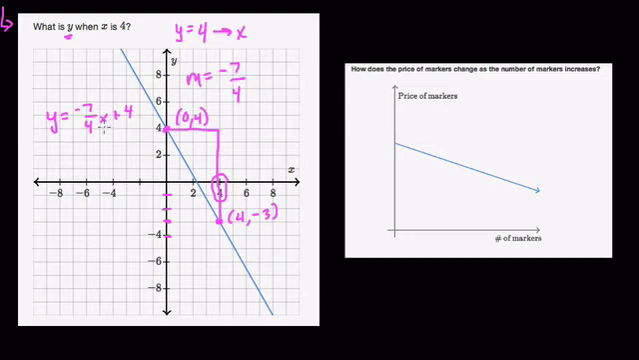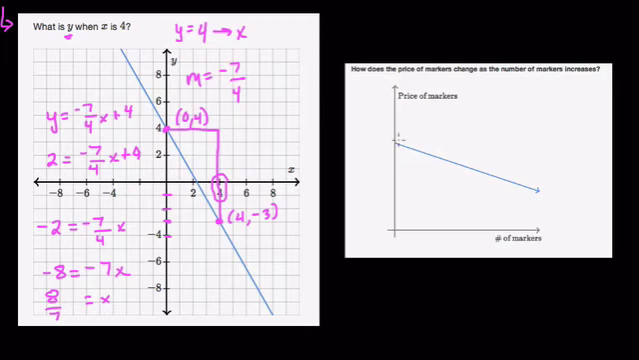If y is equal to 2, what does x equal? Well, 2 equals -7/4 x plus 4. Subtract 4 from both sides: -2 equals -7/4 x. Multiply both sides by 4, and what happens? We get -8 equals -7x, and x equals 8/7. That's kind of annoying, but you can find any y and x value using the slope and intercept. They're not going to get into that kind of detail in this problem.